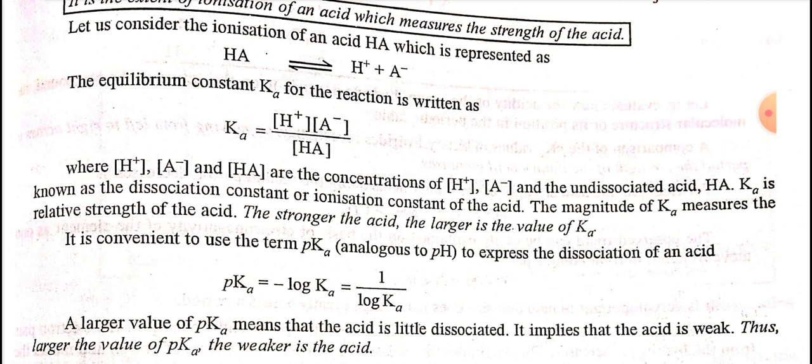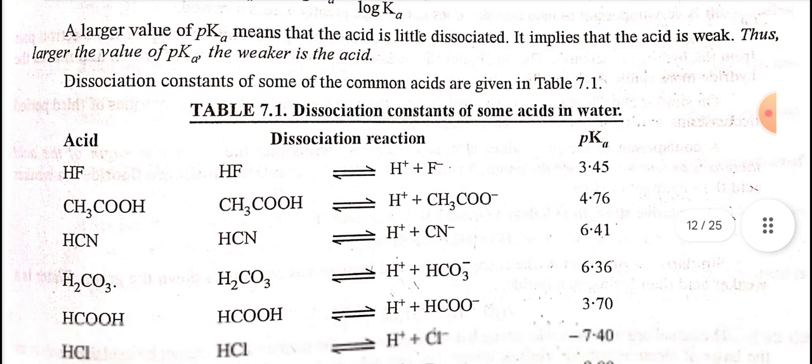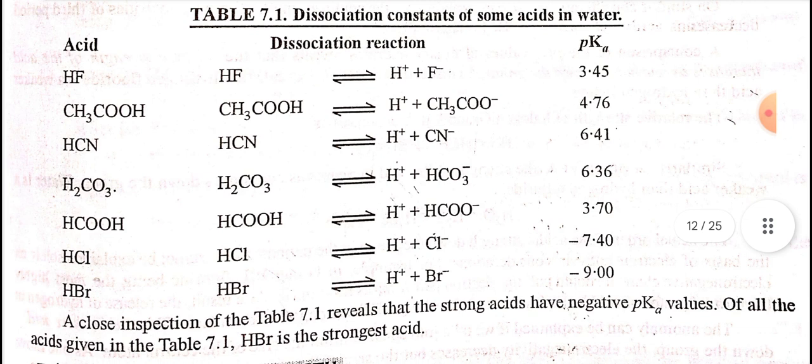It is convenient to use the term pKa to express the dissociation of an acid. pKa is equal to minus log Ka, which is equal to log 1 upon Ka. A larger value of pKa means that the acid is little dissociated. It implies that the acid is weak. The larger the value of pKa, the weaker is the acid. Now you can refer to this table to find out some of the common pKa values of the most common acids. A close inspection of this table reveals that the strong acids have negative pKa. Of all the acids given in table 7.1, HBr is the strongest acid.